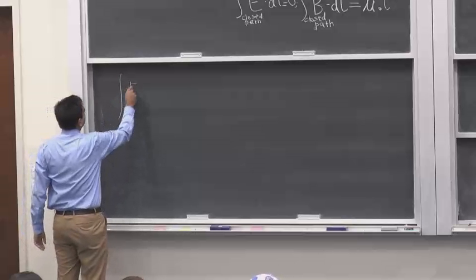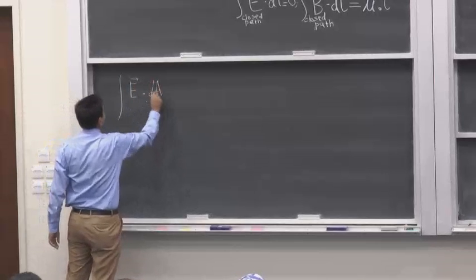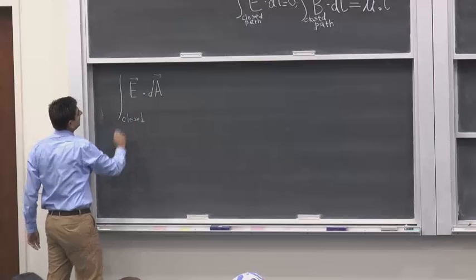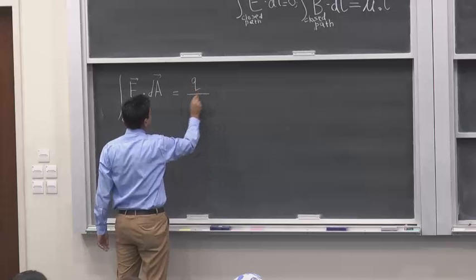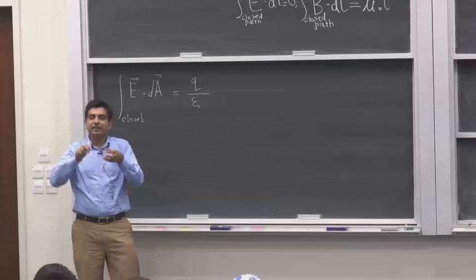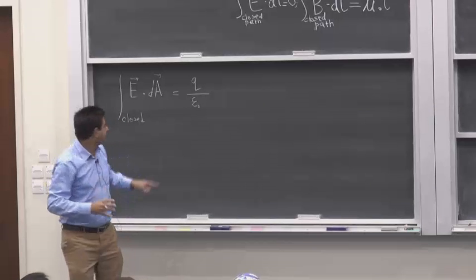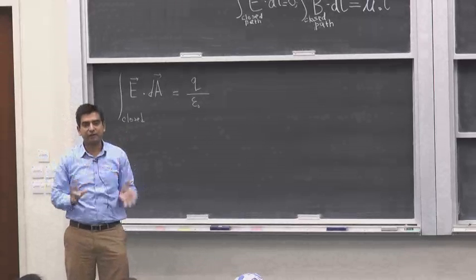E dotted with dA over a closed surface area equals the charge enclosed by that area divided by epsilon naught. This charge is resident in a volume, and this closed surface area is the outer periphery of that volume.